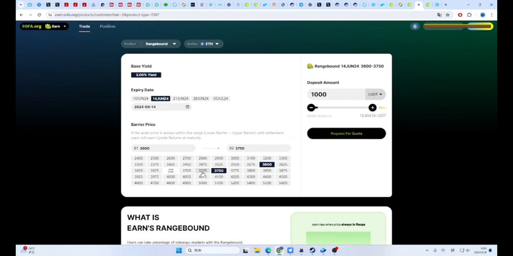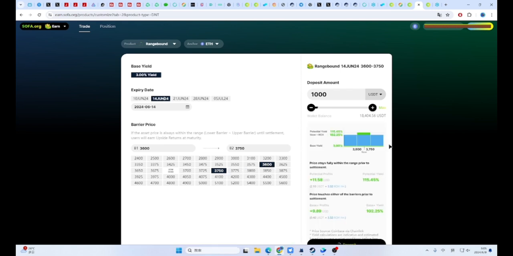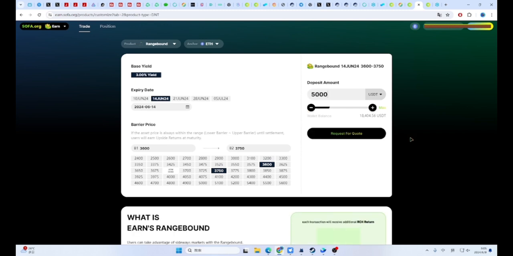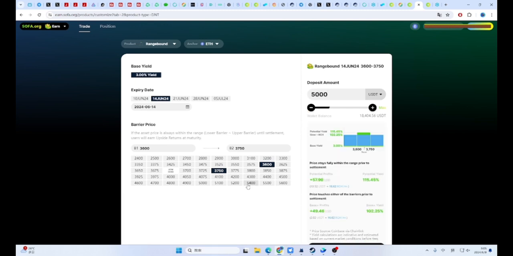Of course, 1,000 USDT is too little, considering Ethereum's gas fees. Using 1,000 USDT isn't really worthwhile. I recommend doing 5,000 USDT in one interaction, considering the gas fees on Ethereum. Yeah, that's why I think 5,000 USDT is a good amount.